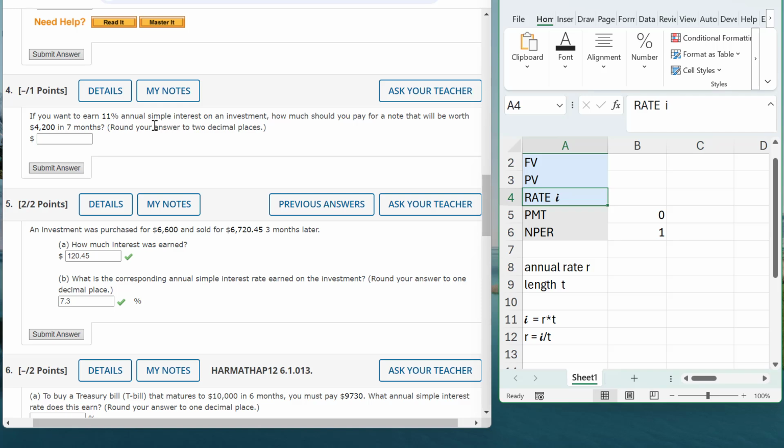If you want to earn 11% annual simple interest on an investment, how much should you pay for a note that will be worth $4,200 in 7 months? Okay, I want to earn 11%. That's annual simple interest. How much should I pay for a note? That's what I'm looking for, present value. That will be worth, that's future value, $4,200. I'll be getting that money back, so I'll make it positive. And it's in 7 months, so my length of time will be 7 divided by 12.